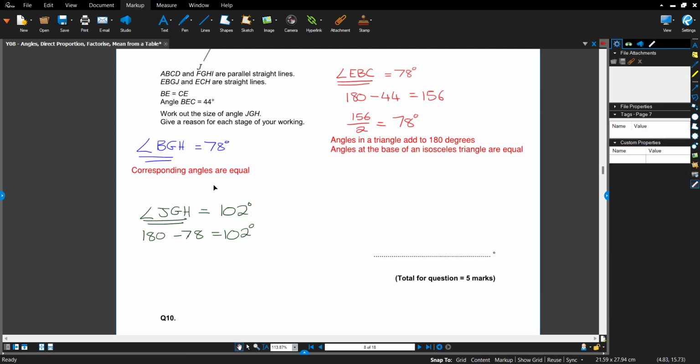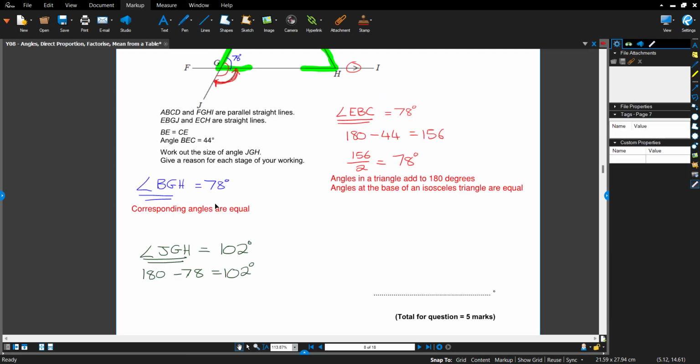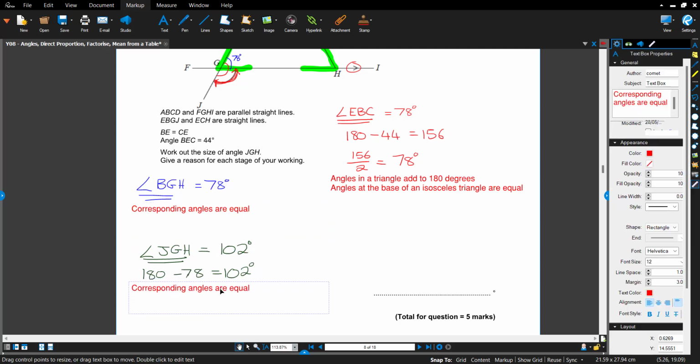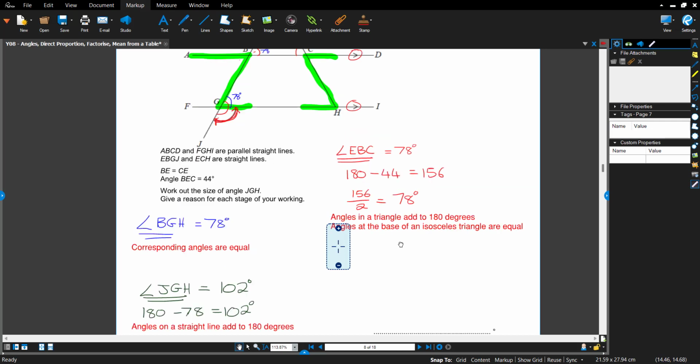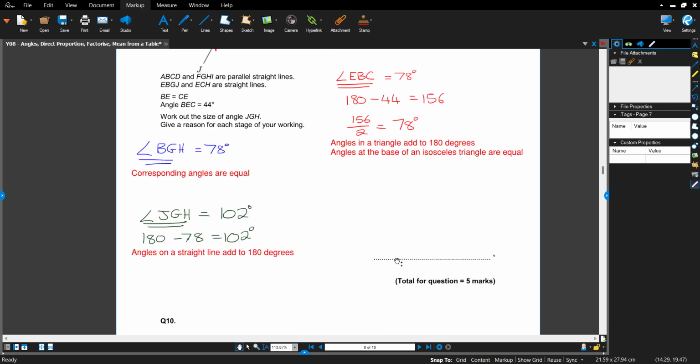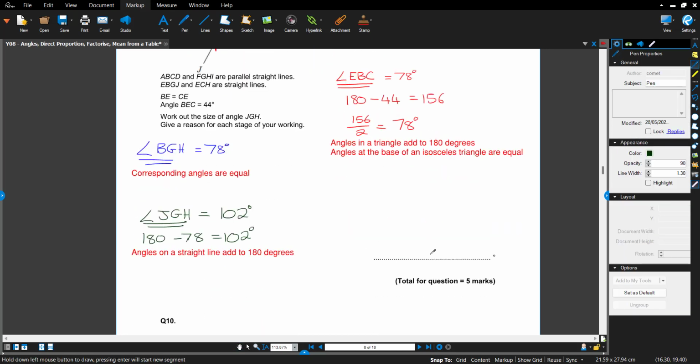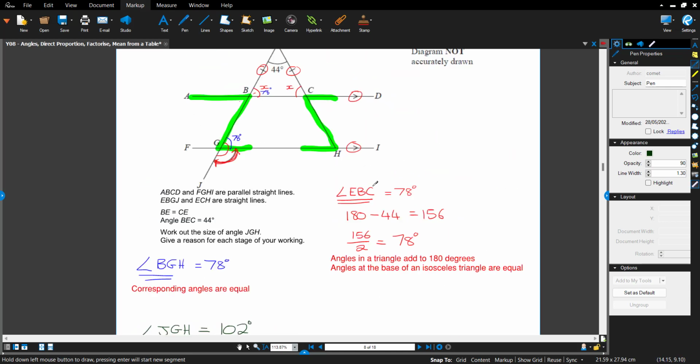All right, because why? Angles on a straight line sum to 180 degrees. Angles on a straight line add to 180 degrees. And that's it. Boom, baby boy. So your answer is 102 degrees. And we move on.